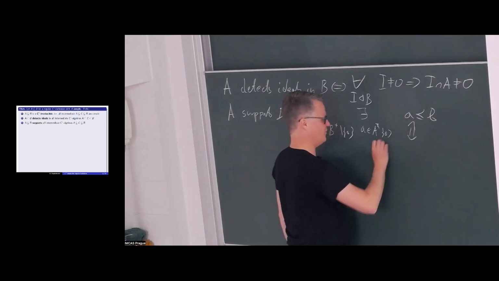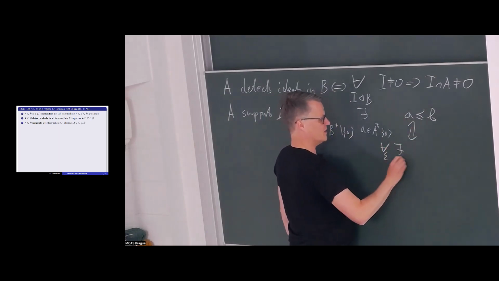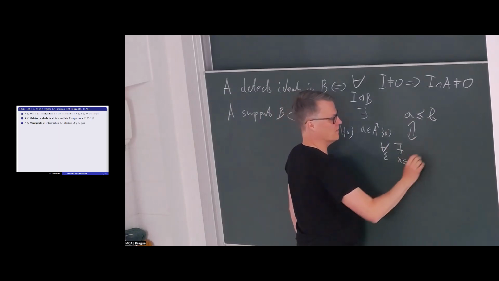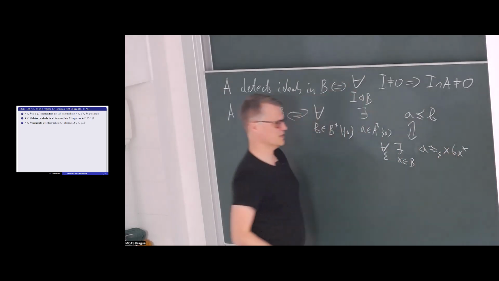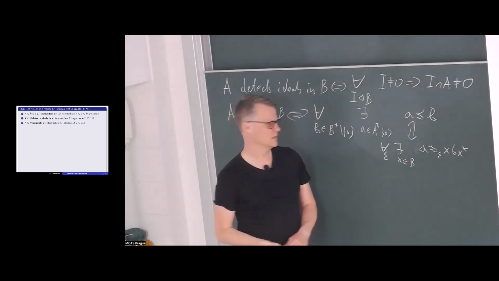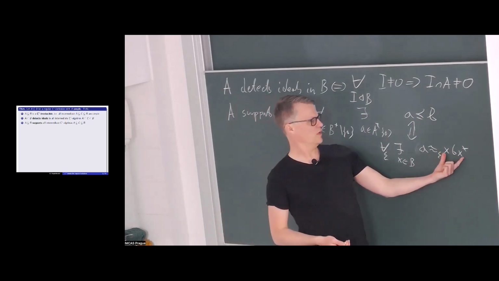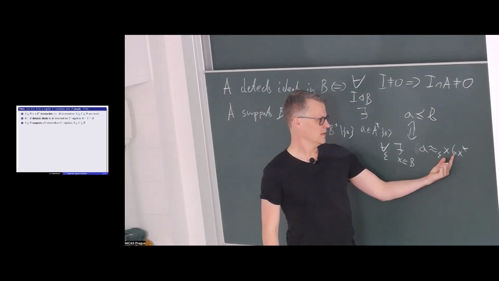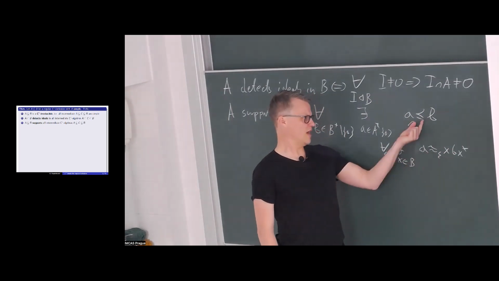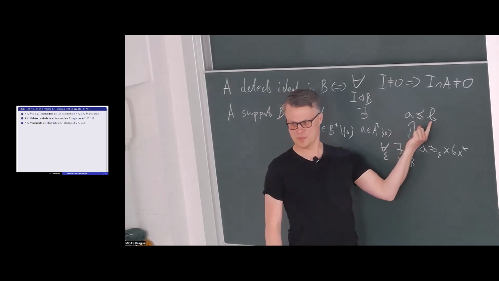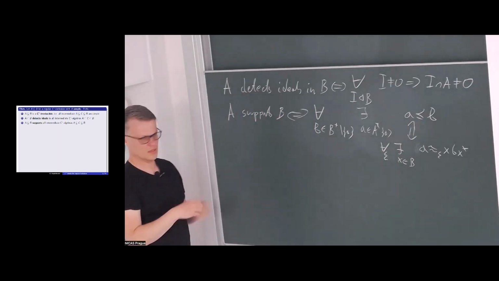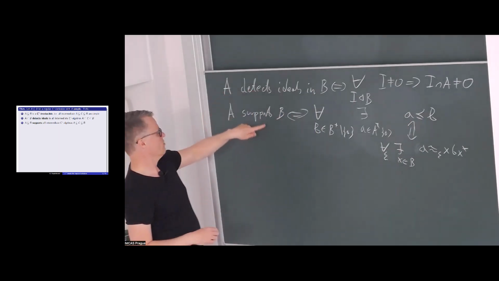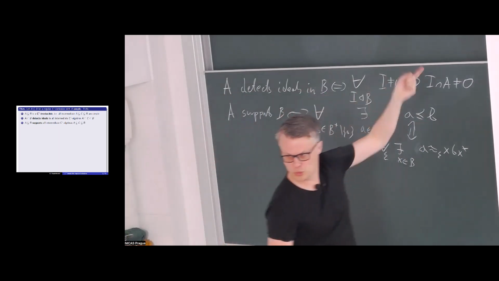This means that for every epsilon, there is an element X such that we can compress B to A up to epsilon, X B X star. So in particular, this will always sit in an ideal generated by B. And since epsilon is arbitrary, A has to sit in the ideal generated by B. Which means that if A supports B, then A has to detect ideals in B. And this is a much stronger property than this one. So we can see that 3 implies 2.